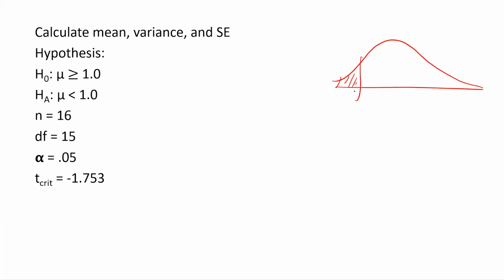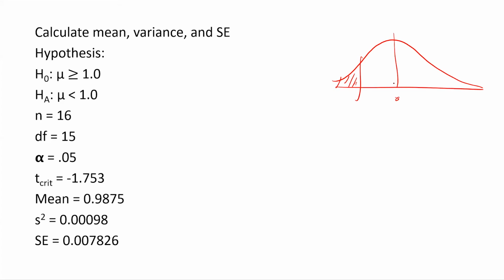We're looking over here. Our mean is 0.9875, our variance is 0.00098, and our standard error is 0.007826, so very small.